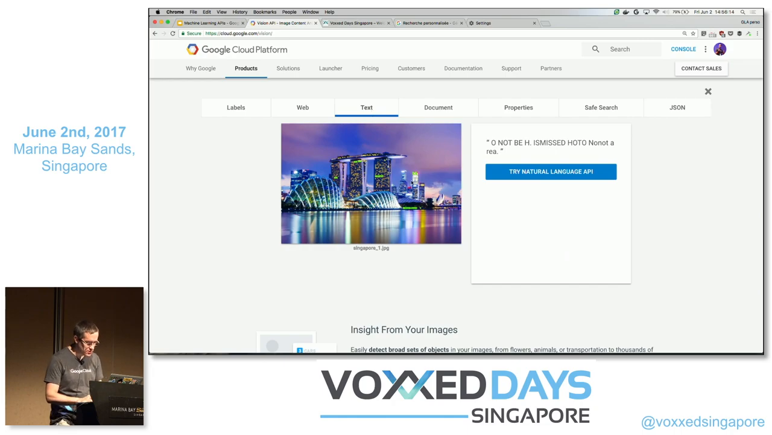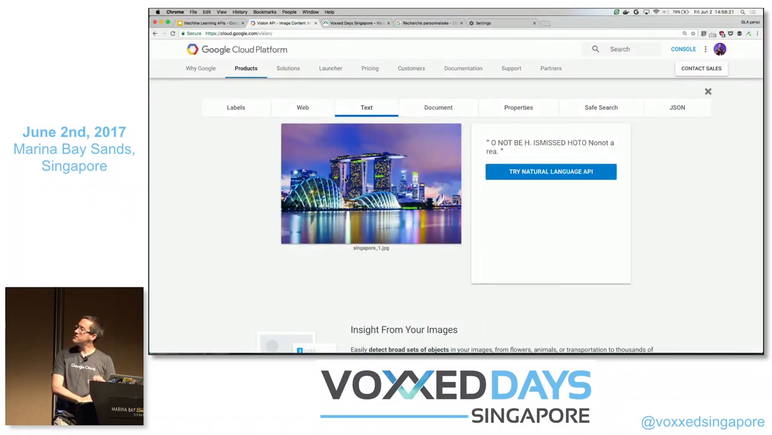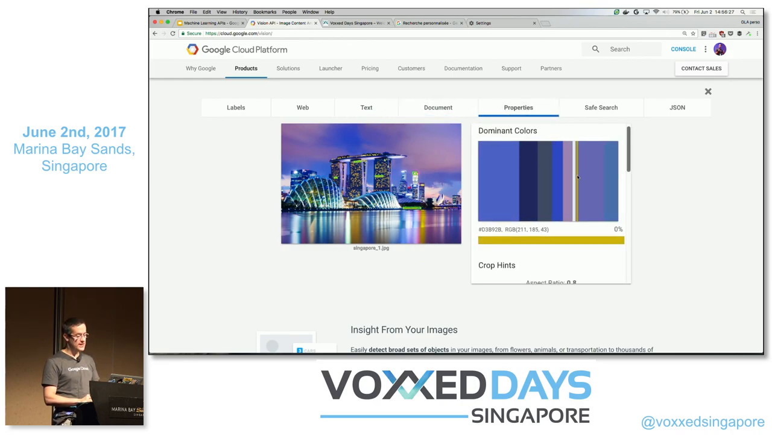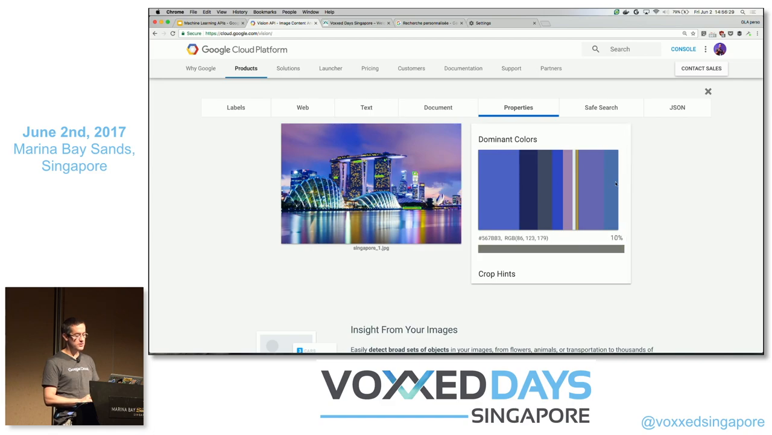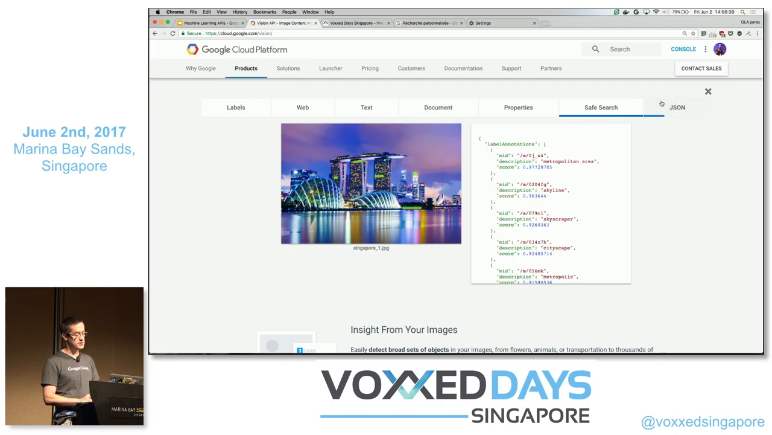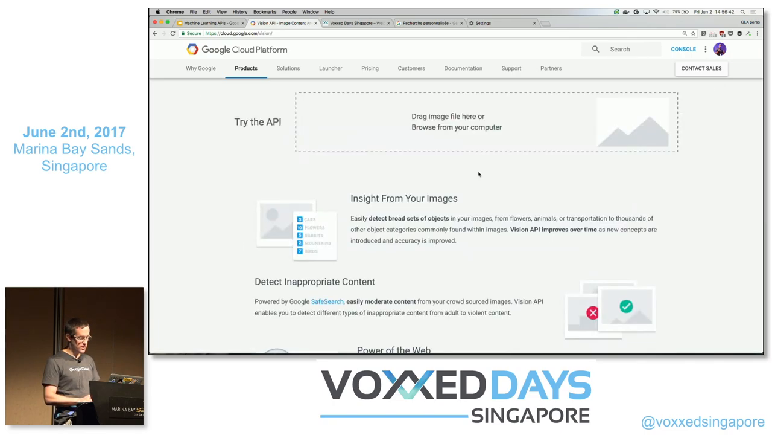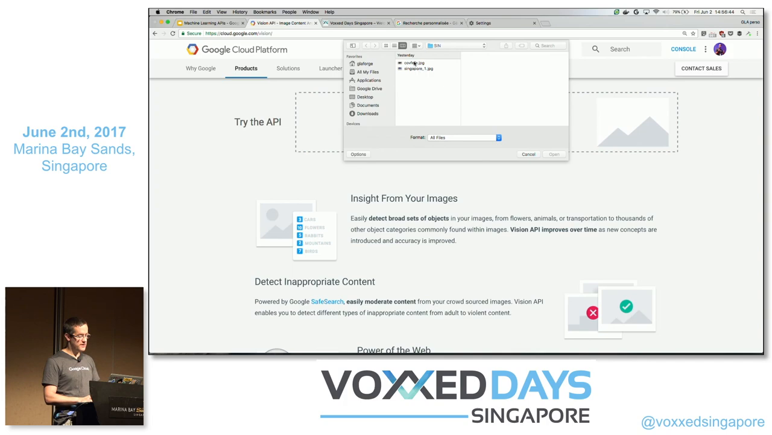What's weird, though, is this one, it seems like it managed to recognize something in the light patterns. This is strange, but well. What else? You can see the dominant colors, etc. Also, it's able to tell you if it's some adult content or something like this. You can see also the JSON, the details. And I'm going to take another example with this one.